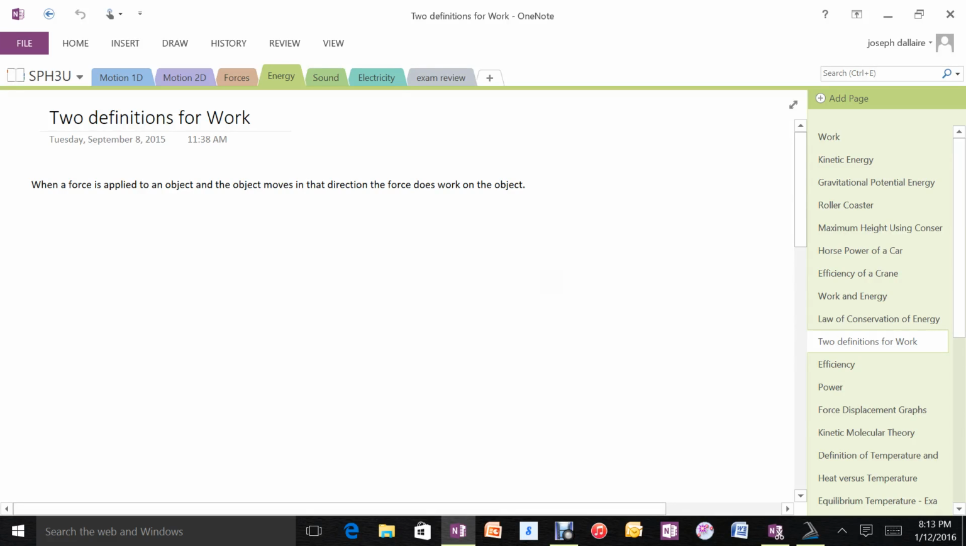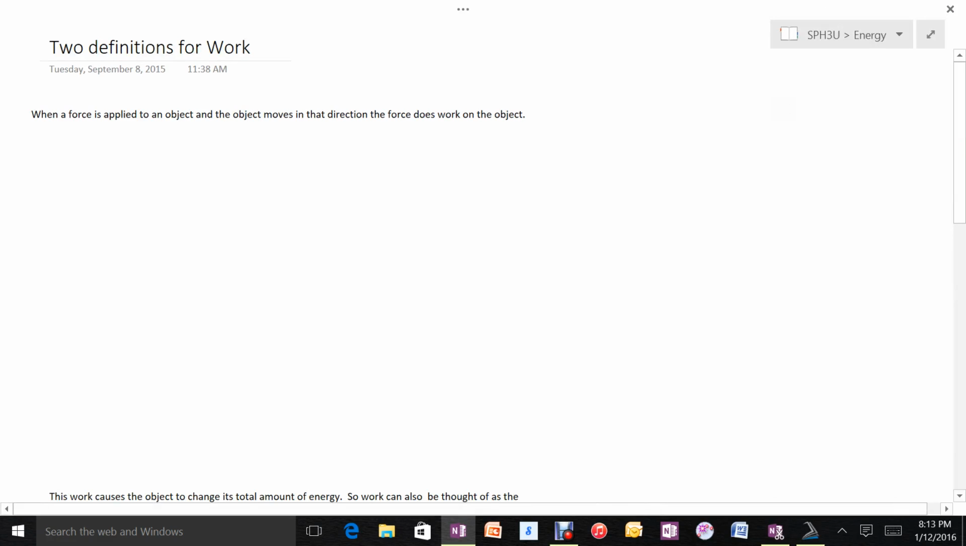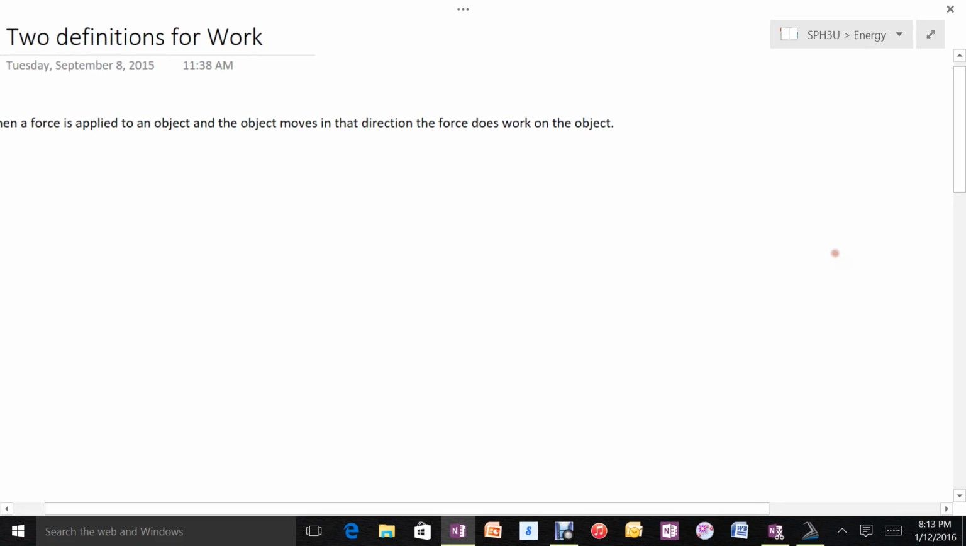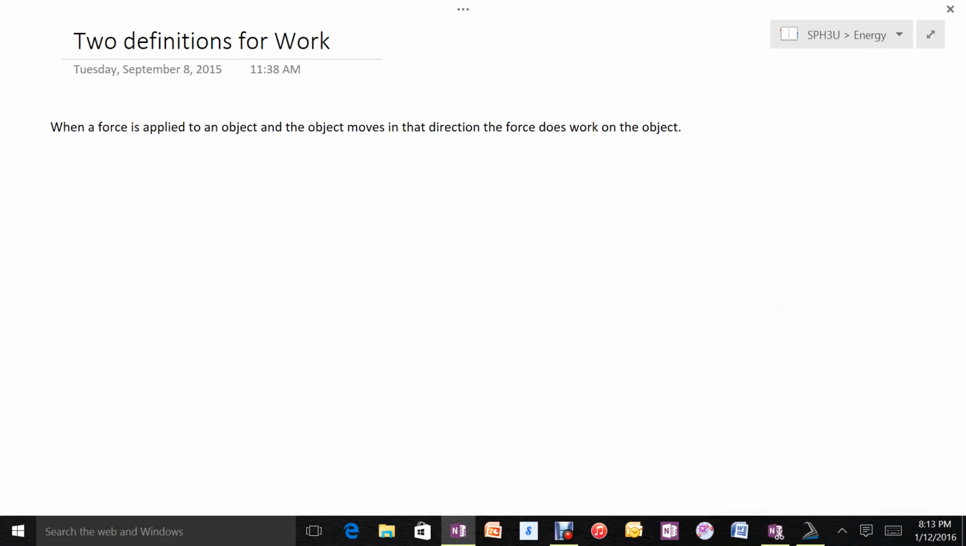All right, in this video, I'm going to be looking at two definitions for work. So we're going to be thinking about work in a couple different ways. What we talked about in the last video, the initial definition for work, is that if you apply a force that's parallel to the displacement of an object, then work is done. Specifically, if you push on something in the direction that it's moving, then you increase the amount of energy that it has. So when you do this, the energy of the object is increased.